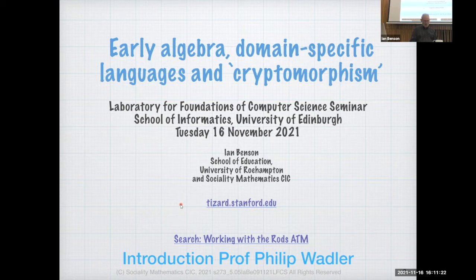So Ian's an honorary research fellow at the School of Education at the University of Roehampton. He's director of the Social Mathematics CIC, which is a social enterprise. What is a CIC? It's Community Interest Company. Ah, okay. He received his MA in mathematics and his PhD in computer science from the University of Cambridge. I've heard of that university. And his master's in symbolic systems from Stanford University, which I've not only heard of, but attended as an undergraduate.